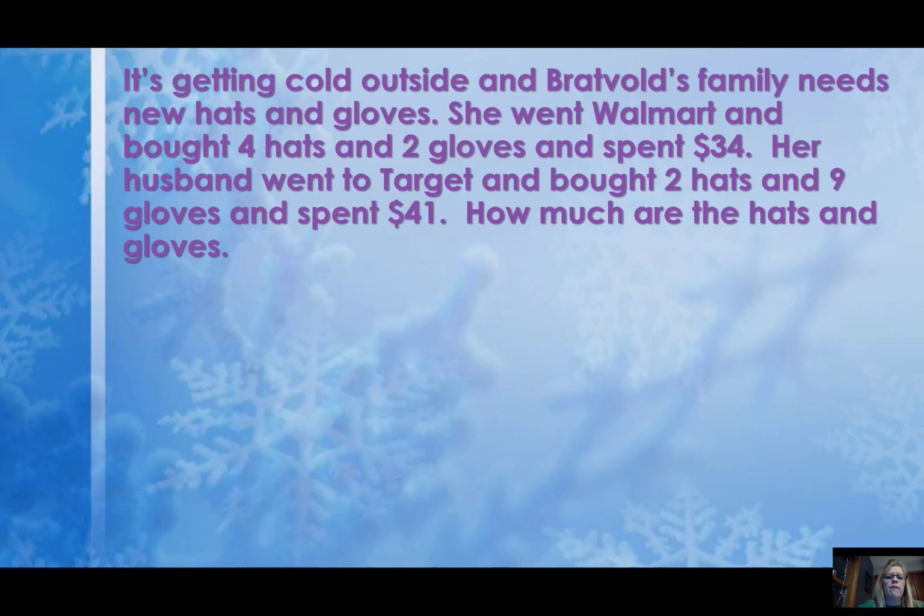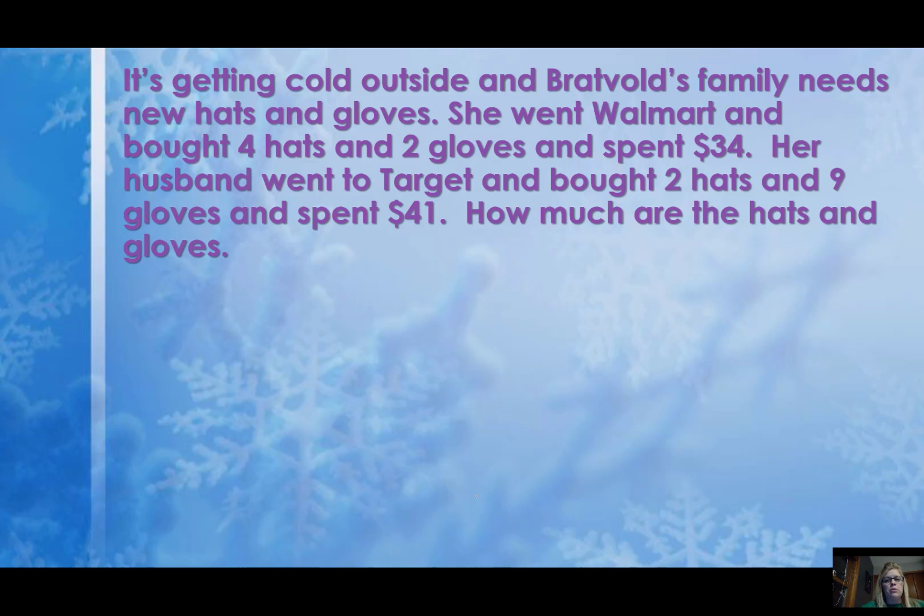She went to Walmart and bought 4 hats and 2 gloves and spent $34. Her husband thought he was going to get a better deal and he went to Target. And he bought 2 hats and 9 gloves and spent $41. How much are the hats and gloves?